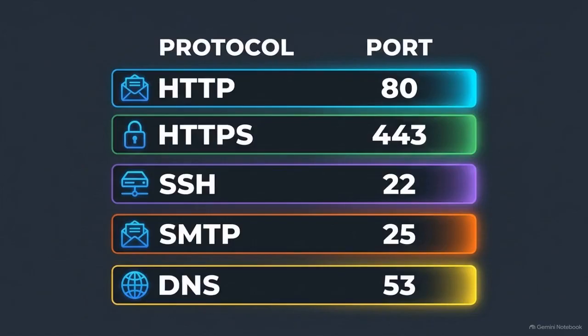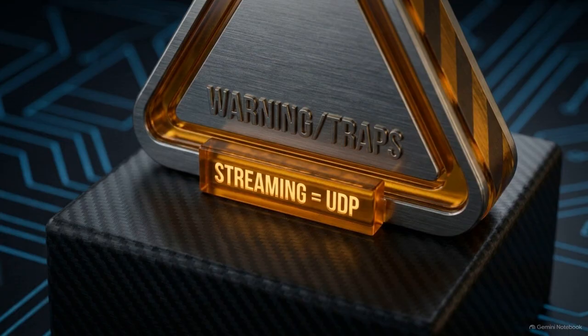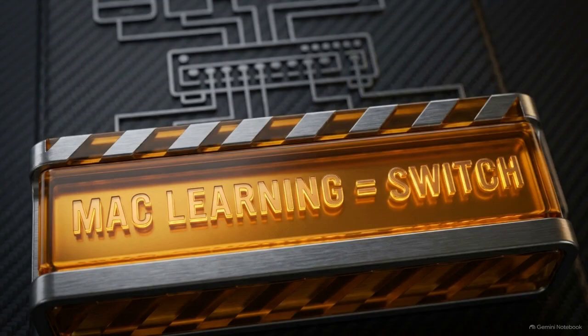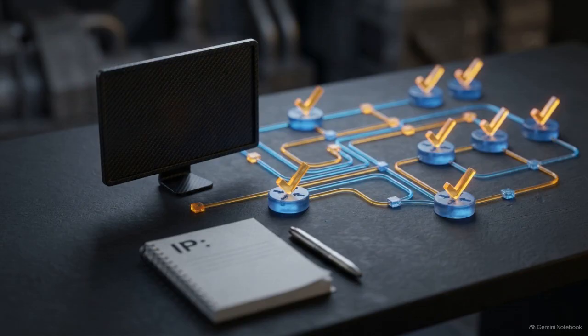Let's consolidate the essential port numbers. HTTP operates on 80, while HTTPS uses 443. Remote access via SSH is port 20. Email moves via SMTP on port 25, and DNS resolution happens on port 53. Distinguishing these protocols is vital. Real-time video and voice streaming almost always rely on UDP. In hardware, remember that a switch populates a MAC address table to route frames efficiently, whereas a hub simply broadcasts traffic to every port. Mastering these fundamental relationships is the key to successfully navigating technical exams.